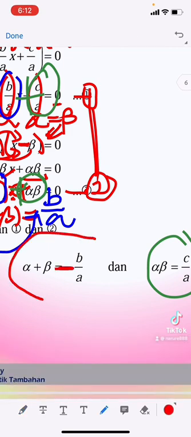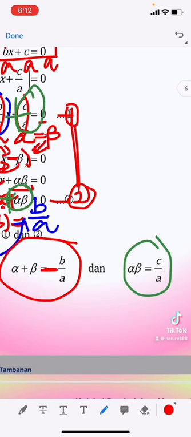Remember this, because these two will not be given in the exam.